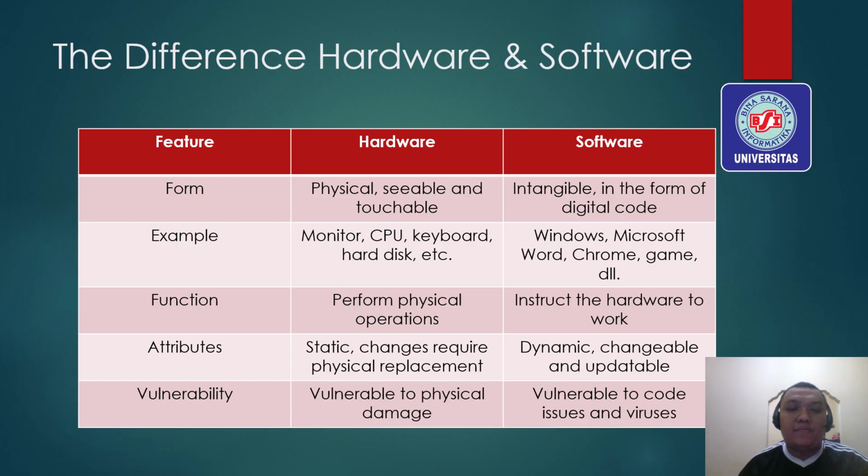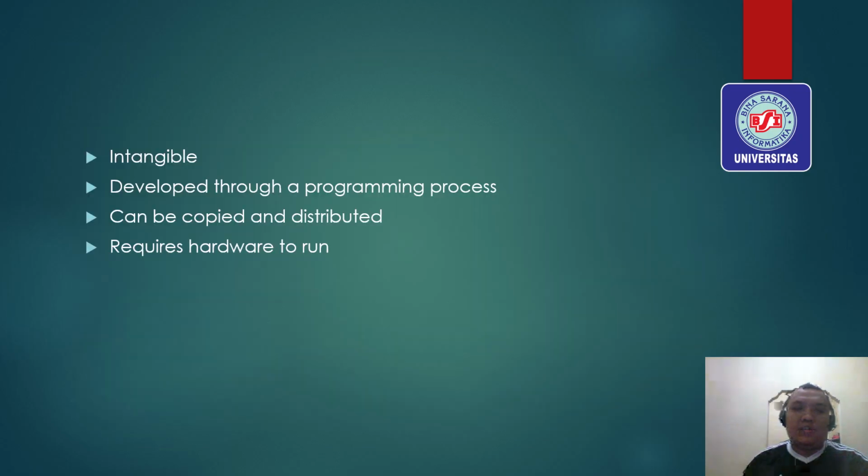The third point is function. The hardware's function is to perform physical operations, and the software's is to instruct the hardware to work. The fourth point is attribute. Hardware attribute is static, change requires physical replacement, but software attribute is dynamic, changeable, and updatable. The last point is vulnerability. Hardware is vulnerable to physical damage, but software is vulnerable to issues and viruses.